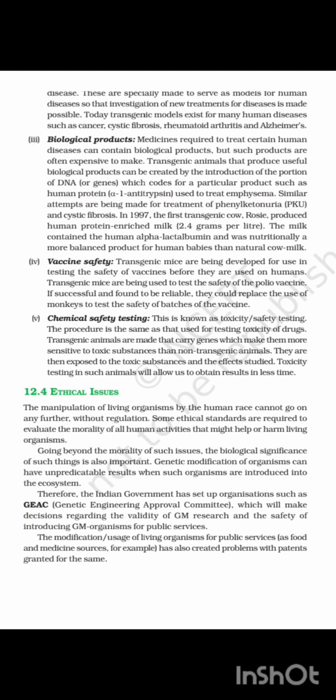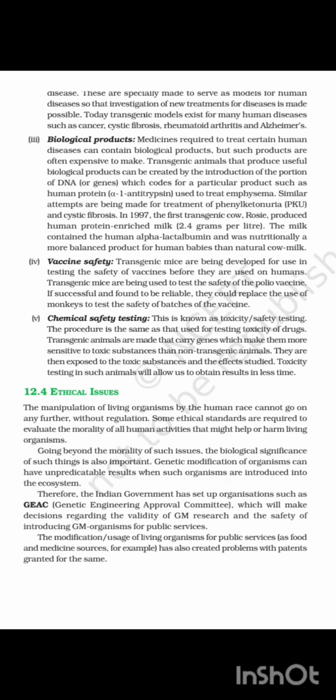12.4 Ethical issues. The manipulation of living organisms by the human race cannot go on any further without regulation. Some ethical standards are required to evaluate the morality of all human activities that might help or harm living organisms. Going beyond the morality of such issues, the biological significance of such things is also important. Genetic modification of organisms can have unpredictable results when such organisms are introduced into the ecosystem.